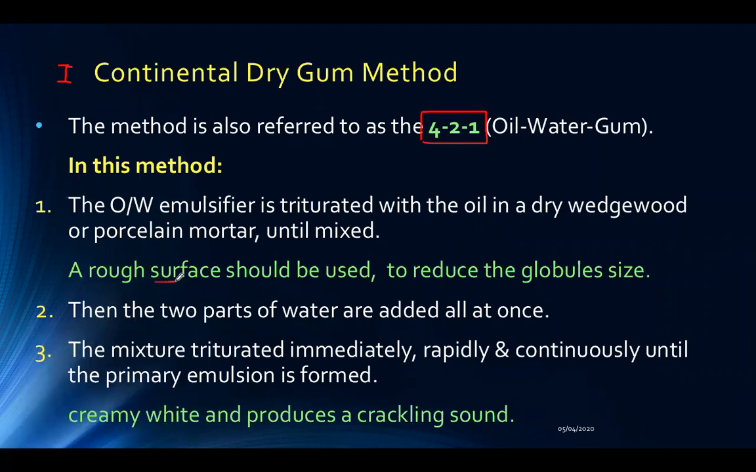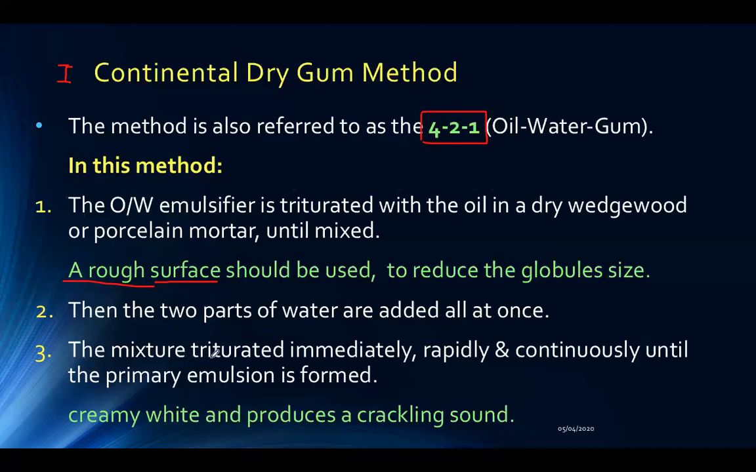فهون you should use رف سيرفيس يعني خشن to reduce the globule size of the internal phase. طبعا احنا بنحكي هون internal phase. Then the two parts of water، يعني عملنا الأربعة مع الإمالسيفاينج agent، بعد بندير المي اللي هم two parts. The two parts of water are added all at once مرة واحدة.